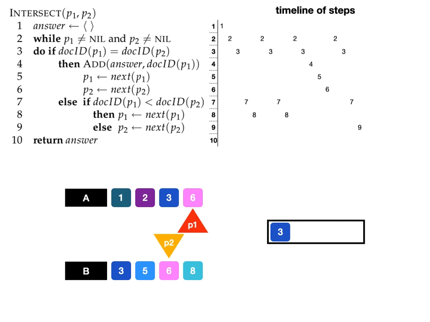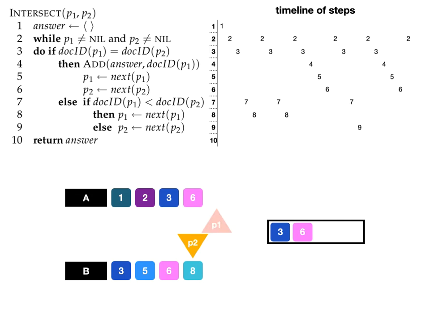Now we're going to jump back to the start of the loop. Are we looking at things? Yes. Are they the same? Yes, they are the same: 6 and 6. Great. We're going to write that down in the answer slot. We're going to advance P1 and advance P2, and then go back to the start of the loop.